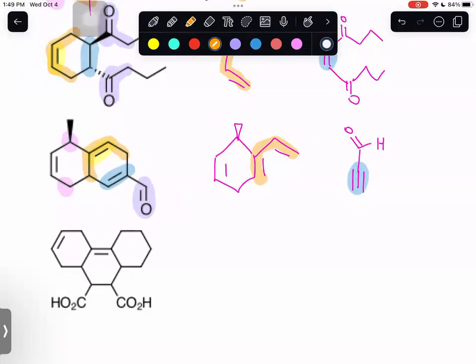Okay, now, what about the very last one? For the third one, I usually just look for carbonyls first. That's the main clue that I always have. And then how many double bonds I have. It's easier for me to notice, but again, there's a couple of approaches. It depends on the student.